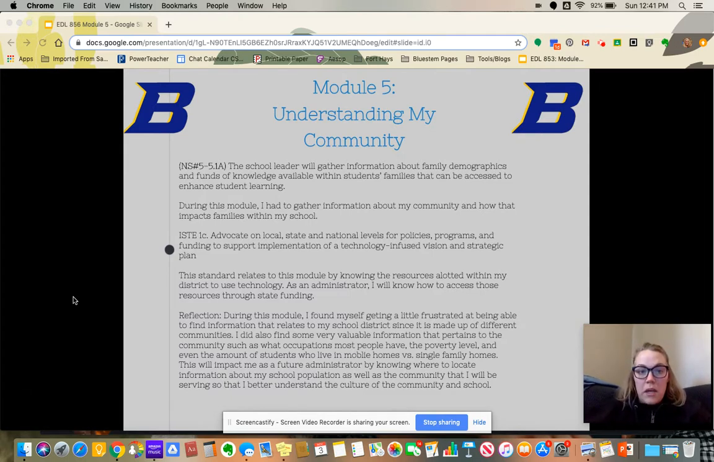The standards that I picked were 5.1a and ISTE 1C. The 5.1a talked about gathering information about family demographics and knowledge about students' families and using that information to enhance student learning. I picked this standard because I thought that it closely related with finding all the demographic information that we had to find today.